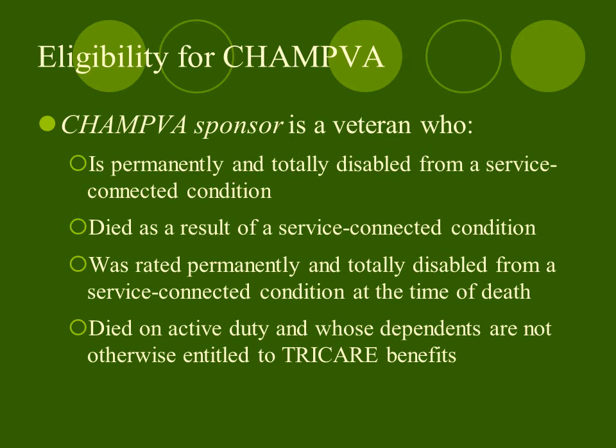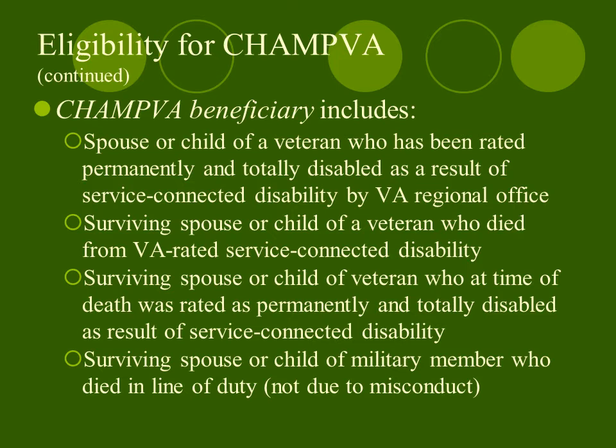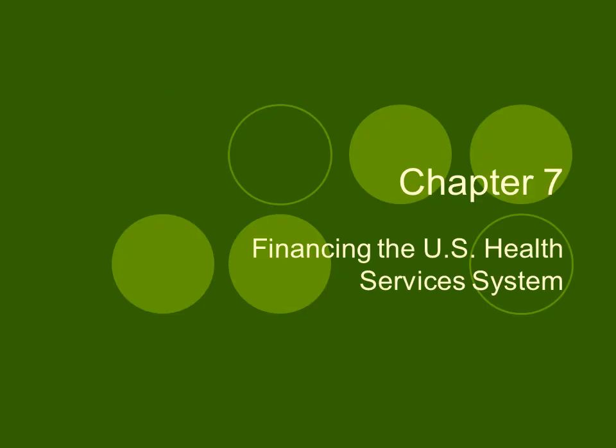Or let's say, for instance, the individual was married and they died, the wife or whoever the beneficiary was at the time can receive those benefits. The spouse or child of a veteran who has been rated permanently and totally disabled as a result can also receive the benefits. The surviving spouse or child of a veteran who died can also receive the benefits as well. Or the surviving spouse or child of a military member who died in the line of duty, but it wasn't due to misconduct, they also can receive those benefits.